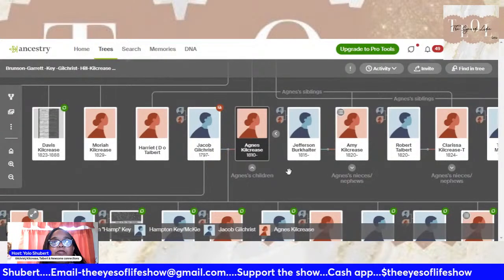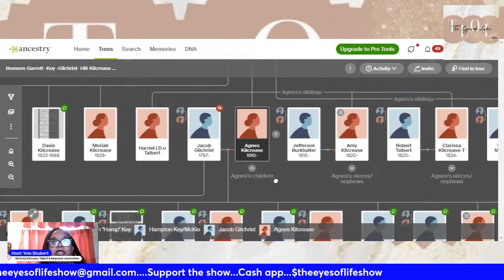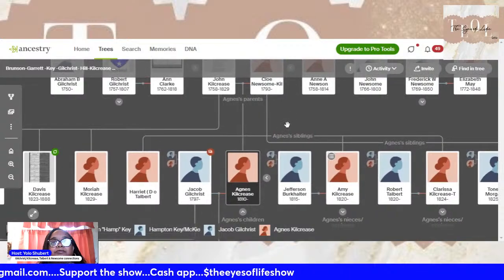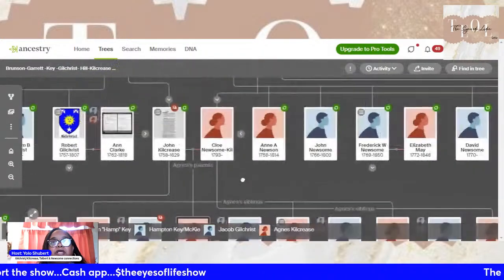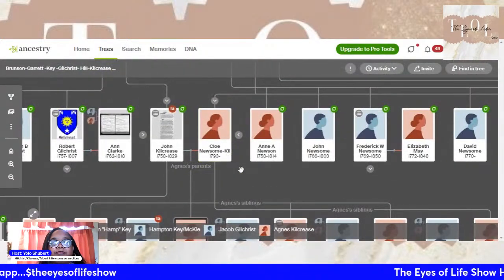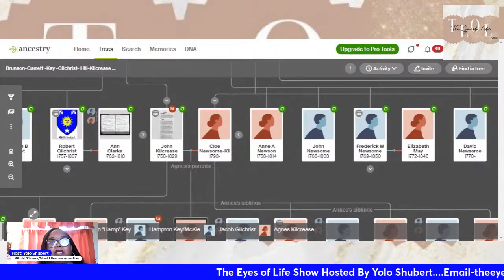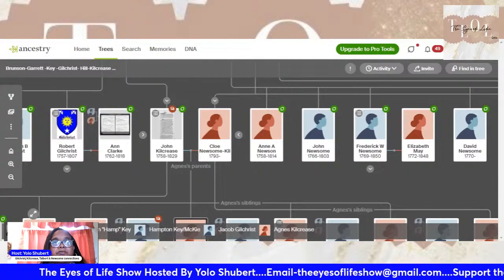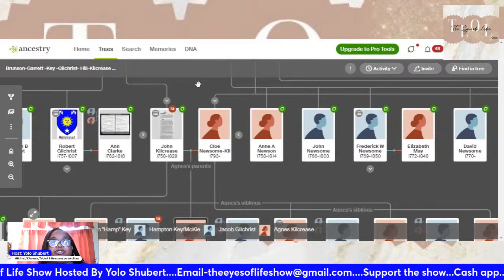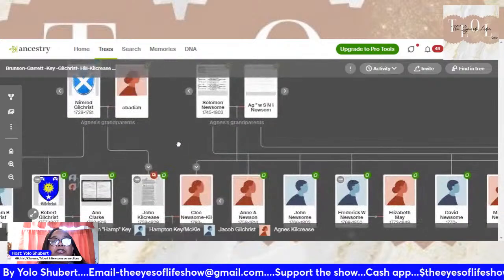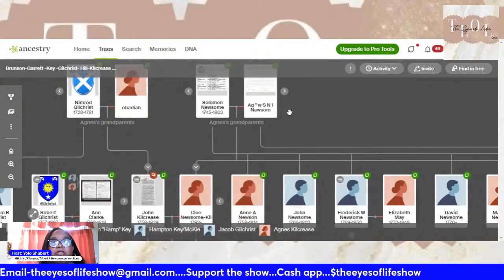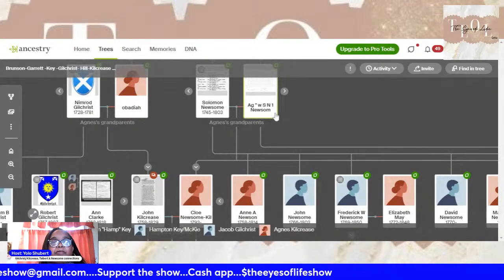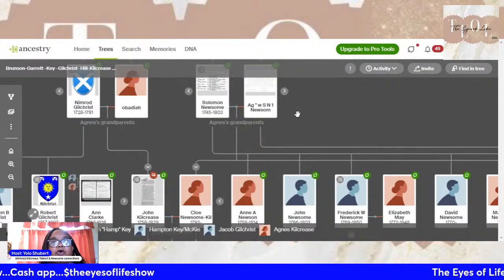So when we go into Agnes, now we're going to see Agnes' mother. Now here's Agnes' mother. Her name is Chloe Newome Gilchrist. And the reason why it's Chloe Newome Gilchrist is because she was with the Newsomes and then she was eventually given to the Gilchrist family. And when you go to her parents, Ag Newome, who was a slave owned by Solomon Newome.